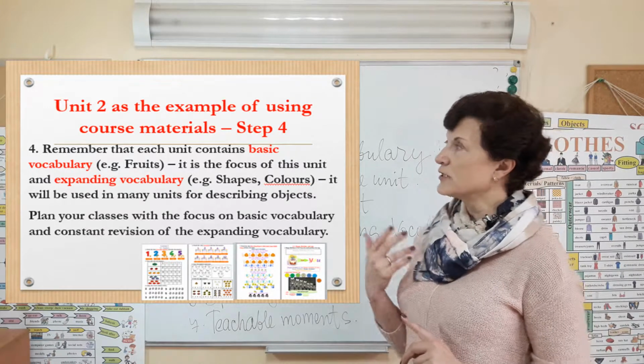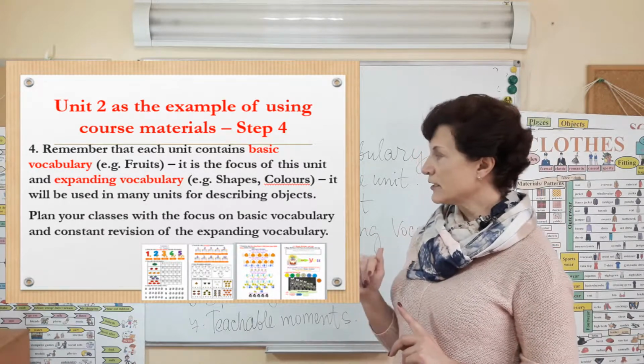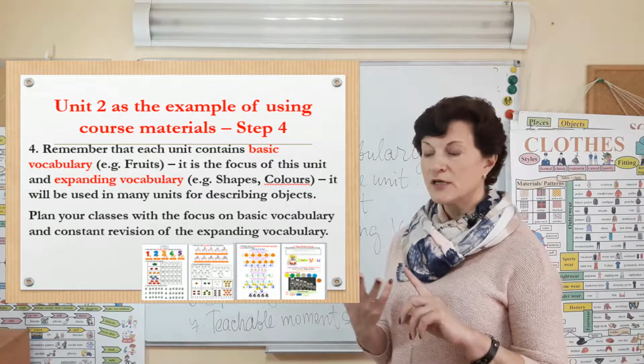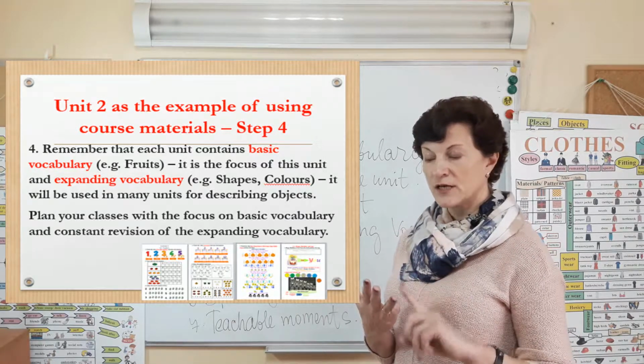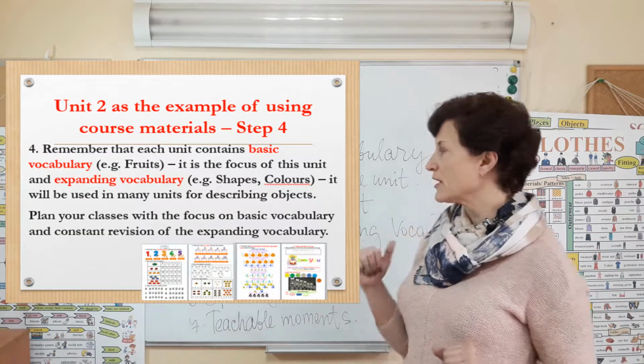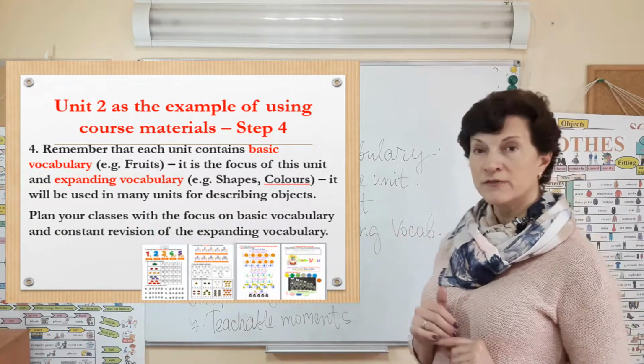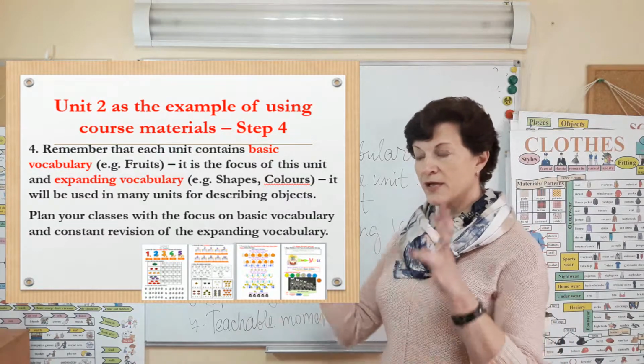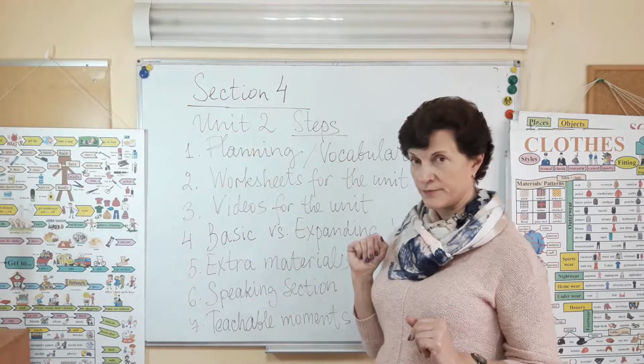And from Unit 1, there also will be the vocabulary of numbers. So 3 sections, numbers, colors, and shapes, will constitute the expanded vocabulary, while fruits and vegetables will make the blocks of basic vocabulary.